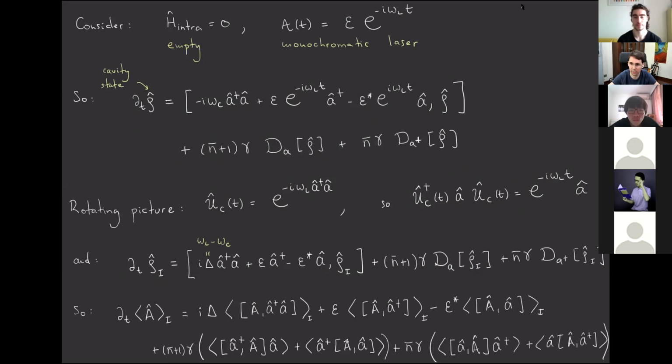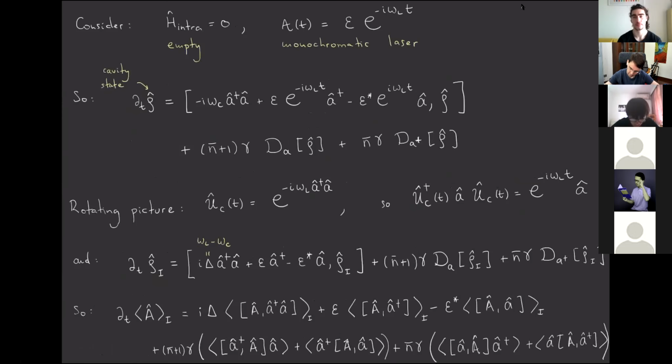Okay, I think you can see it. So now, if I want the expectation value of any operator, I just have to plug it in this expression, and knowing the commutators, the canonical commutation relations, I can evaluate the corresponding equation.